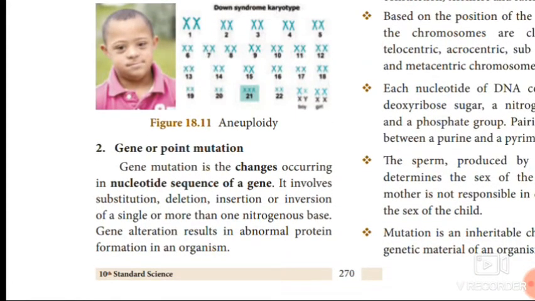The next type of mutation is called gene mutation or point mutation. So what is a gene? A part or segment of the genome is called a gene. Point mutation is a change at the nucleotide level. DNA is made up of millions of nucleotides, and any change in the base pair of DNA counts. A nucleotide is made up of one nitrogen base, one pentose sugar, and one phosphate. Changes occurring at the nucleotide level are called gene mutation or point mutation. It involves substitution, deletion, insertion, and inversion. Due to these, a single or more than one nitrogen base is added or deleted. So gene alteration results in abnormal protein formation in an organism. It is called gene mutation or point mutation.